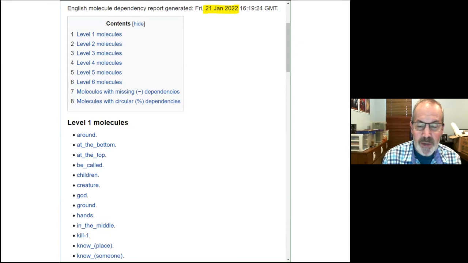molecule complexity. This report was generated back in January, and the reason I chose it was because that's when we spotted a circular dependency in the wiki. Since then, Cliff and Anna and others have reworked some of the words to fix this circular dependency.